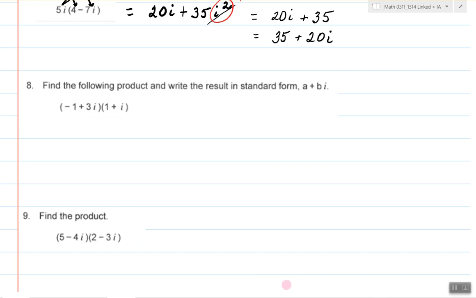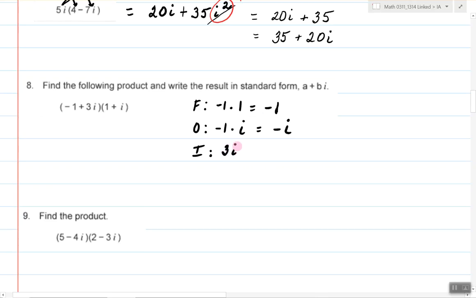In the next problem, we're going to multiply, and I'm going to be using FOIL. So the product of the first, it is negative 1 times 1, which gives me negative 1. The outer, I have negative 1 times i gives me negative i. The inner, I have 3i times 1, which is 3i. These are both imaginary. Combine them for 2i.